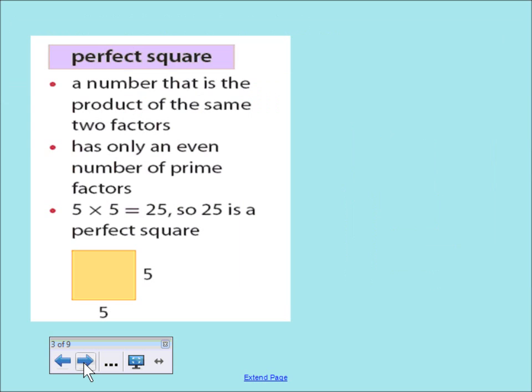A perfect square is a number that is the product of the same two factors, such as 5 and 5 equals 25. So 25 is a perfect square. 5 times 5 equals 25. A perfect square, again, has to be whole numbers. Can't be 4.5 times 4.5.